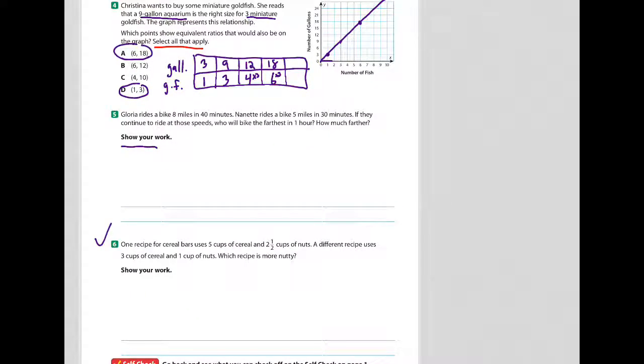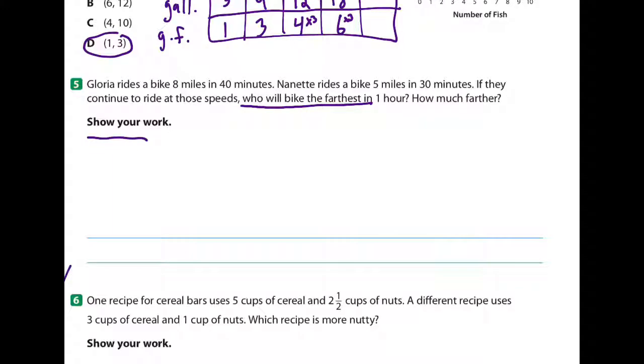All right, number 5 says, Gloria rides a bike 8 miles in 40 minutes. Nanette rides a bike 5 miles in 30 minutes. If they continue to ride at those speeds, who will ride farthest in 1 hour? How much farther? So you had to answer 2 questions. Did you answer who will ride farthest in an hour? And did you say how much farther? So remember the trick when you are comparing 2 people. You want 2 separate ratio tables. So let's start with Gloria.